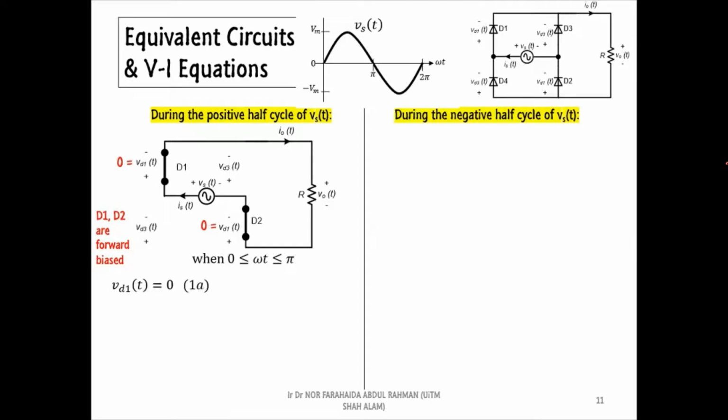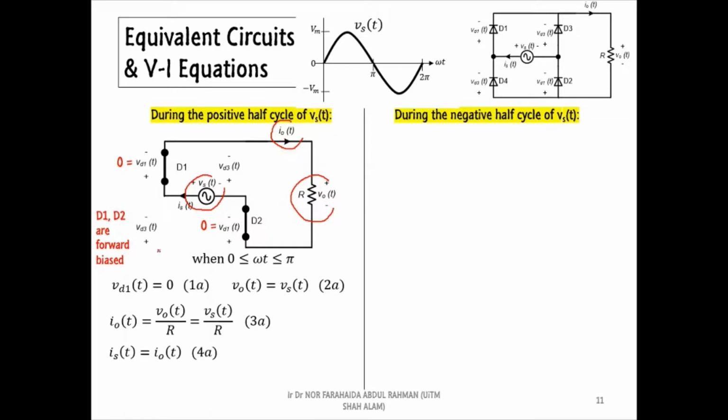Next, similar to the half-wave rectifier, we can see that the resistive load is connected in parallel with the AC source. Thus, the output voltage is equal to the supply voltage. Then, as usual, we can apply Ohm's law to obtain the output current equation and KCL to obtain the supply current equation.